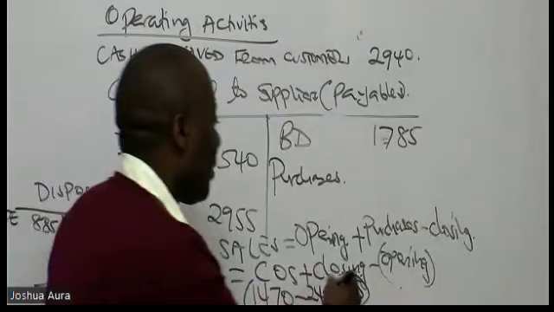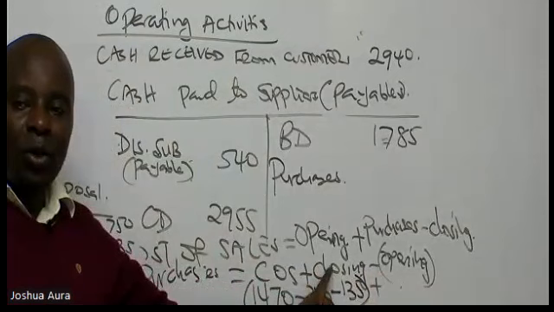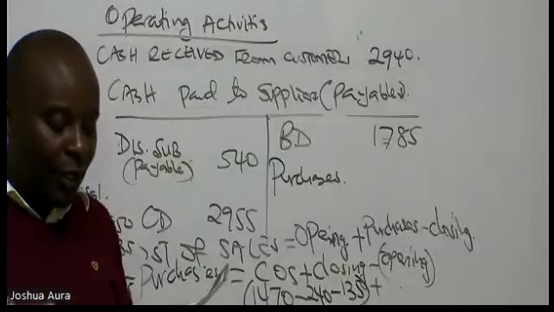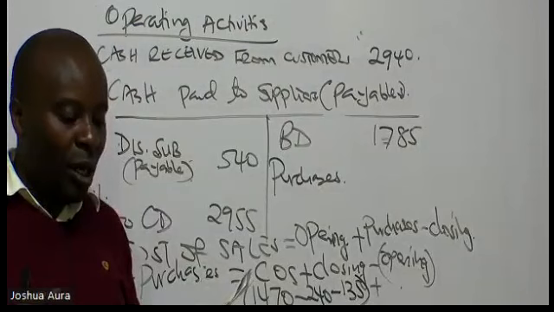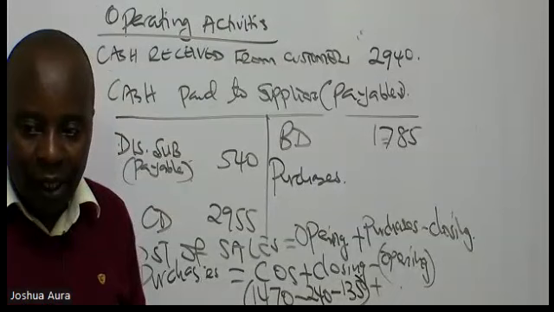Plus, is there somebody who is able to see the closing inventory? Remember, this is closing inventory. Is there somebody who can see the closing inventory in this question, really? They're telling me it's 3,900.